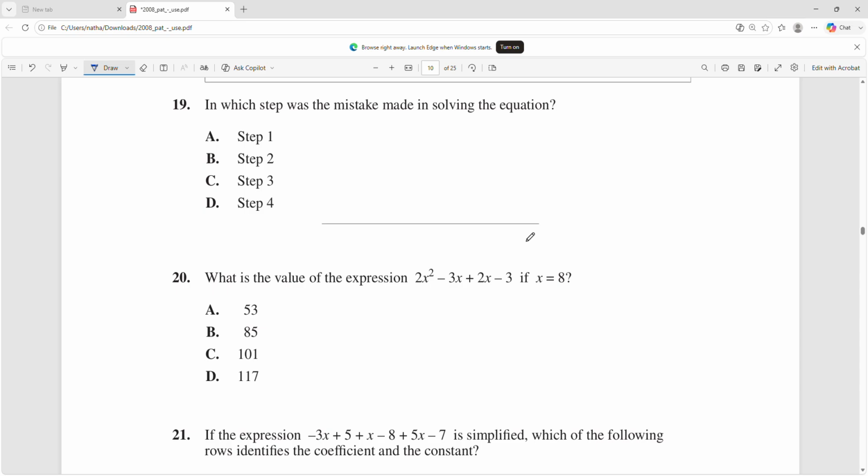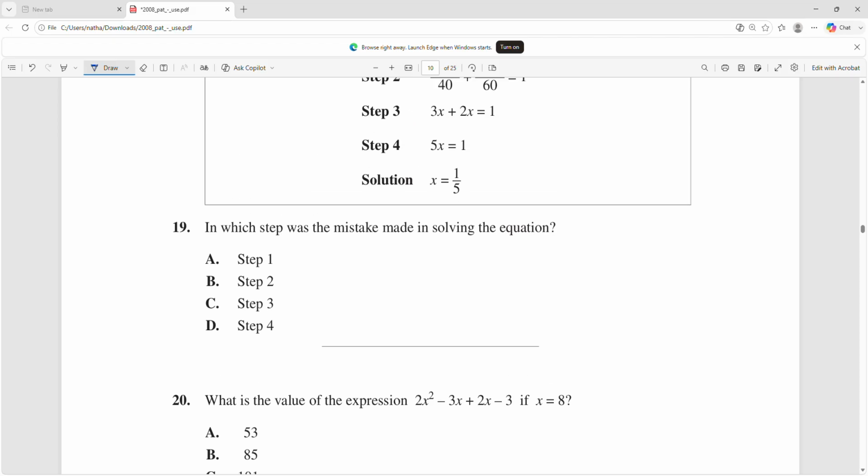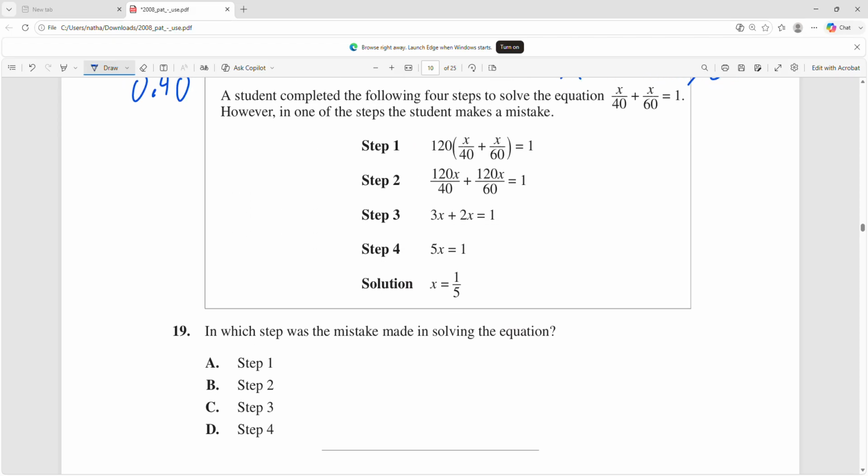Okay, and we're back. Question 19. In which step? Oh, I guess I gotta scroll back a little. Just a little. Okay. A student completed the following 4 steps to solve the equation x over 40 plus x over 60 equals 1. Here are the steps they solved. In which step was the mistake made in solving the equation?